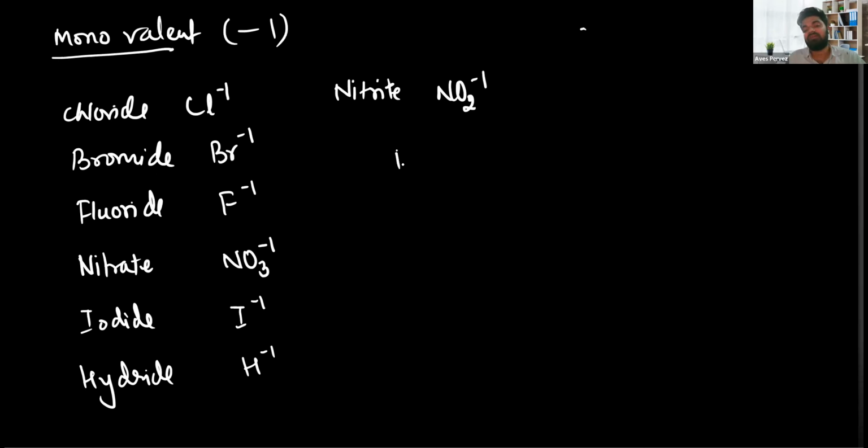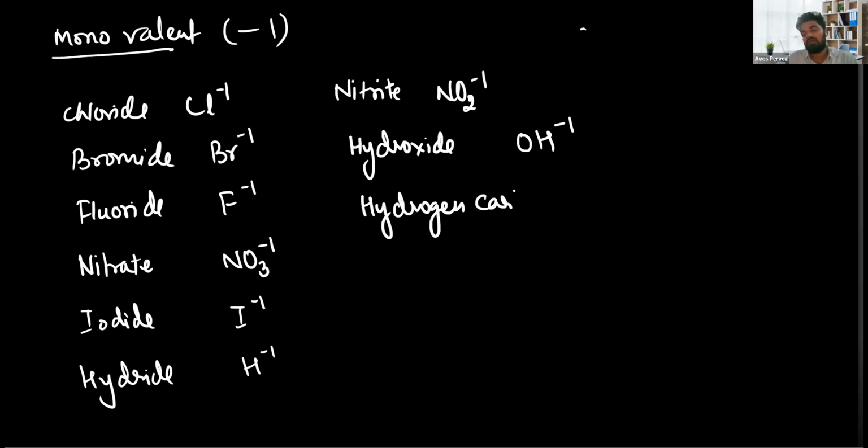Now there are some others also. Hydroxide is OH as a whole, and it has -1 valency. Then we have hydrogen carbonate, HCO3 -1. It is also called bicarbonate.